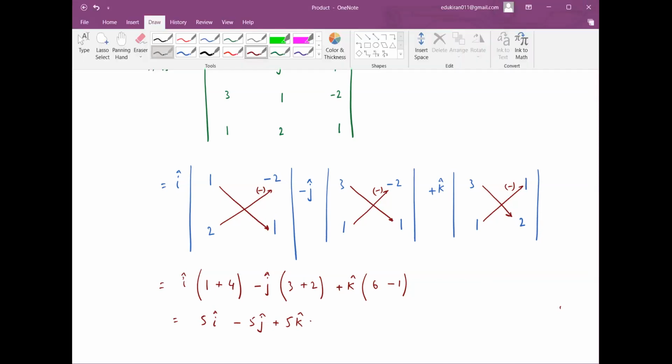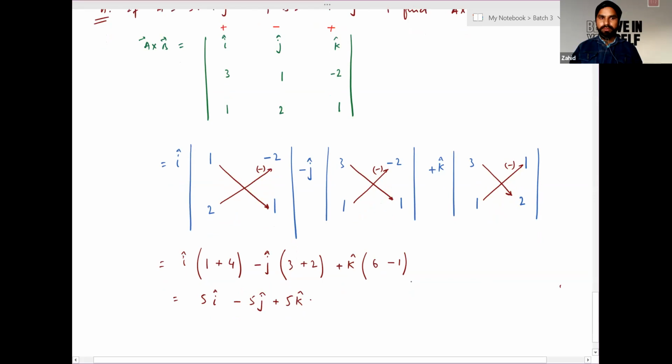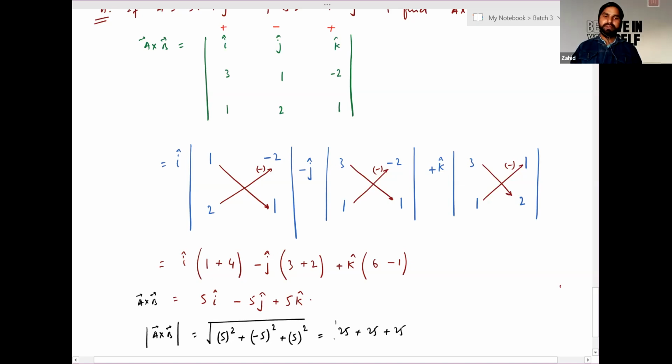No, sir. Okay. So now if you want to calculate the magnitude of this part, since this is A cross B, to get A cross B mod, it will be root under x component square, so it will be 5 square, y component square, so it will be minus 5 square, and z component square, so it will be plus 5 square. 5 square will be 25, 5 square will be 25, 25, root under, or it will be root under 75, so it will be 5 root 3. Okay, just write it down till this part.